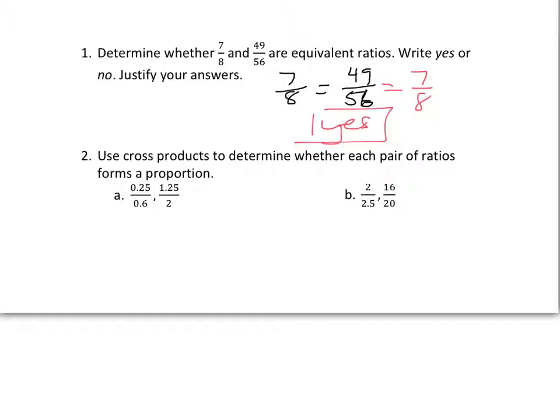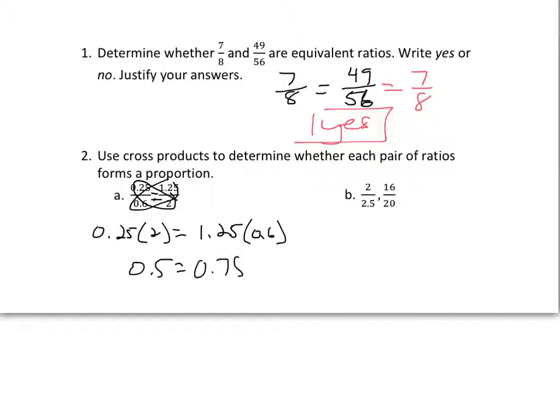Now number 2, we're actually going to use cross products to determine if they are a proportion. So I'm going to multiply just like that. 0.25 times 2 equals 1.25 times 0.6. 2 times 0.25 is just 0.5, and 1.25 times 0.6 is 0.75. So are those equivalent to each other? No, they're not. The answer is no.